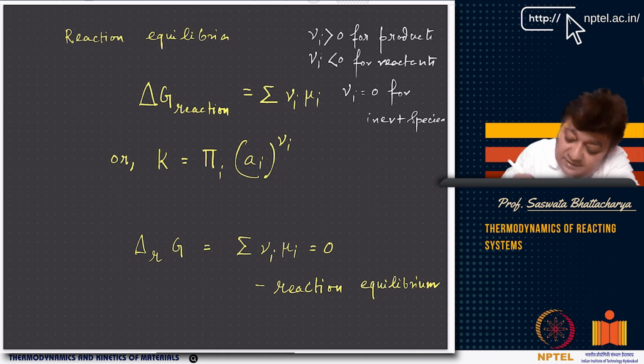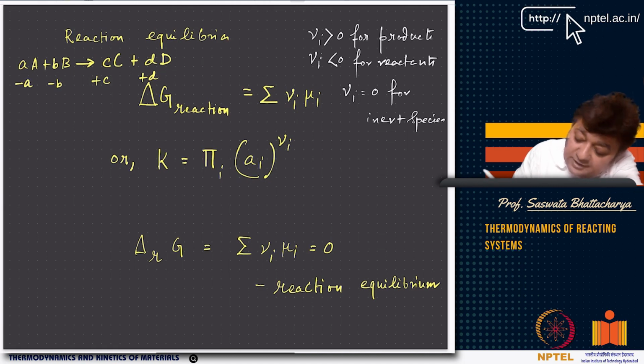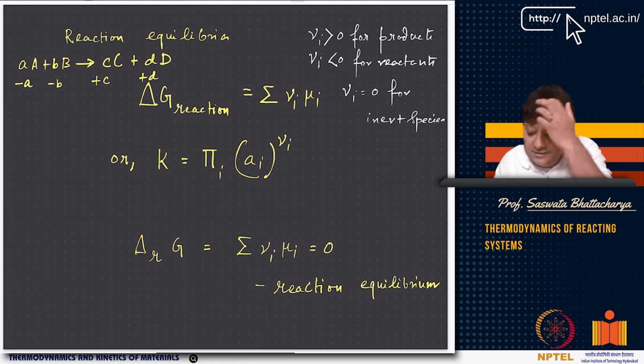The convention is that for the product side, nu I is greater than 0. So if you have the reaction aA plus bB goes to the products cC plus dD, then the stoichiometric coefficients are plus c and plus d, and for the reactants, they are minus a and minus b. And nu I equals 0 for an inert species which does not react. For all inert species, you take the nu I value to be 0.